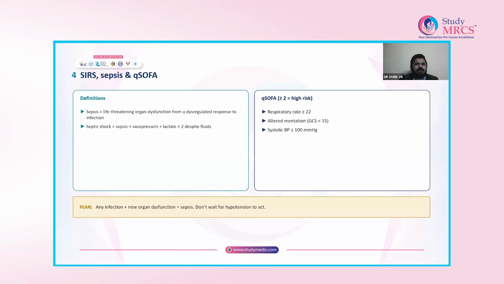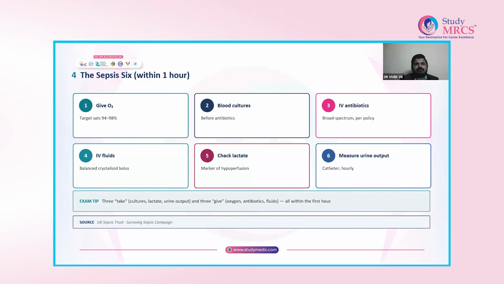So any infection with new organ dysfunction, you have to consider it as a sepsis. Don't wait for the hypotension to develop. So this is about the sepsis 6. Any patient with sepsis, you have to act accordingly within the 1 hour. This is called the sepsis 6 bundle. It consists of 6 parameters.